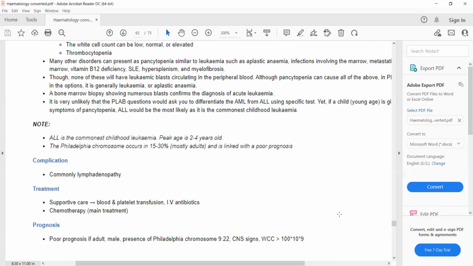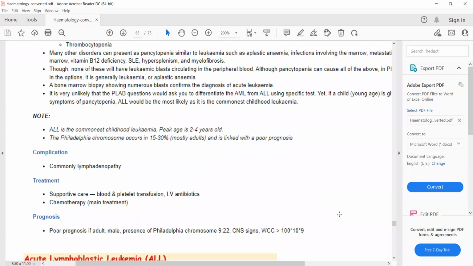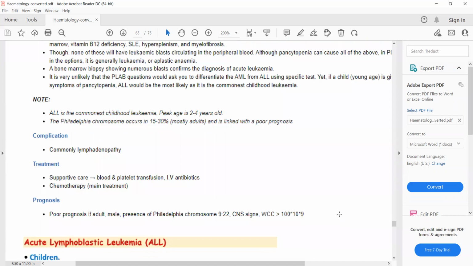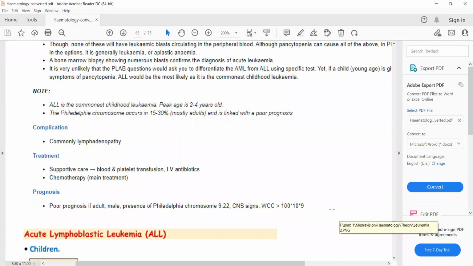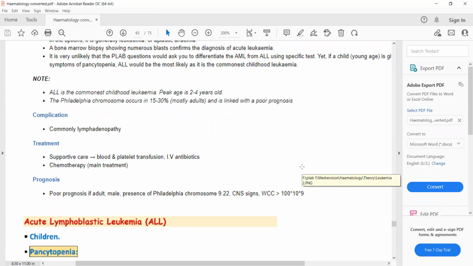A common complication of ALL is lymphadenopathy. The treatment is supportive care in the form of blood and platelet transfusion, and for neutropenia, IV antibiotics. Chemotherapy is the main treatment.